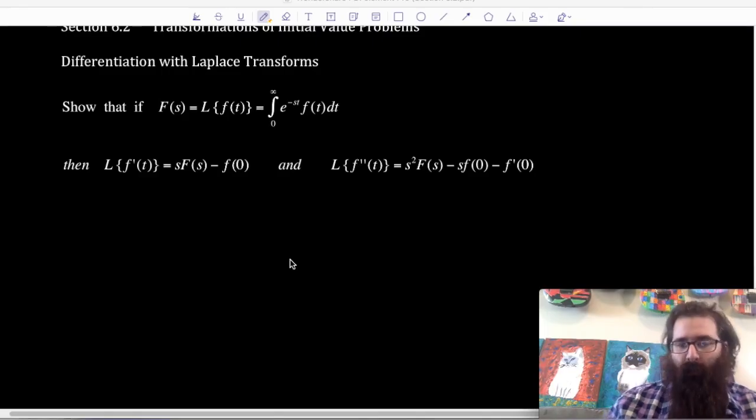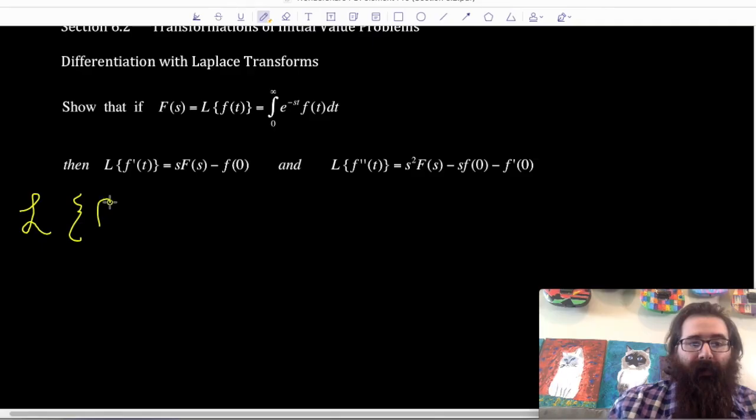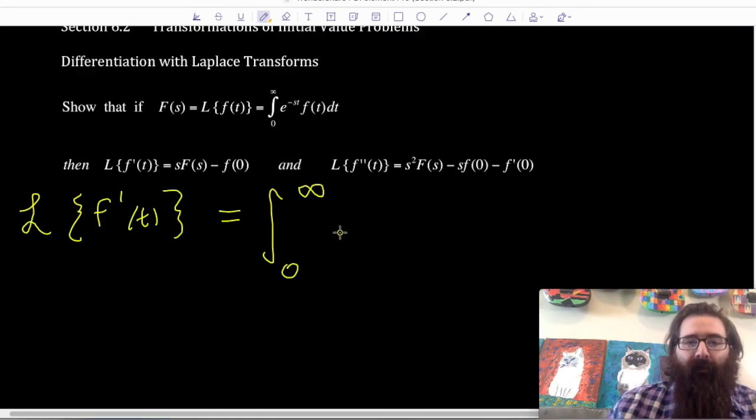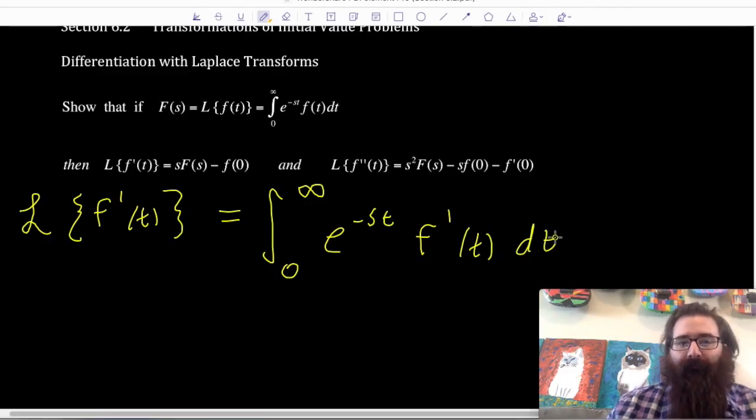So first, what I want to start with is the first order derivative, the Laplace transformation. Here I'll use the script L applied on f prime at t. And we'll say, well, what is this by definition? This is the improper integral from 0 to infinity of e to the minus st times whatever my function is. In this case, it's f prime at t, so times f prime at t dt.